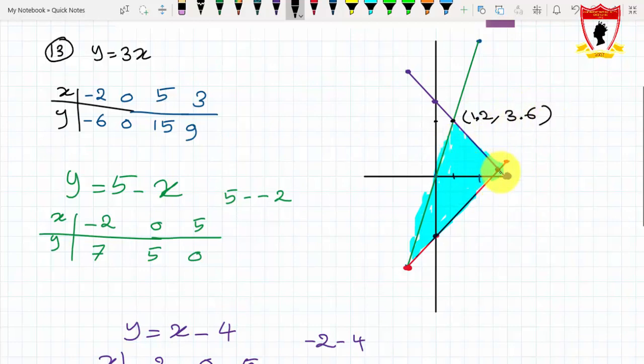The coordinate of this point is 4.5 and 0.5. The x is 4.5 because this is 5, this is 4. Between them is 4.5, and the y is 0.5 because it's between 0 and 1. The coordinate of this point is this one, negative 2, negative 6.